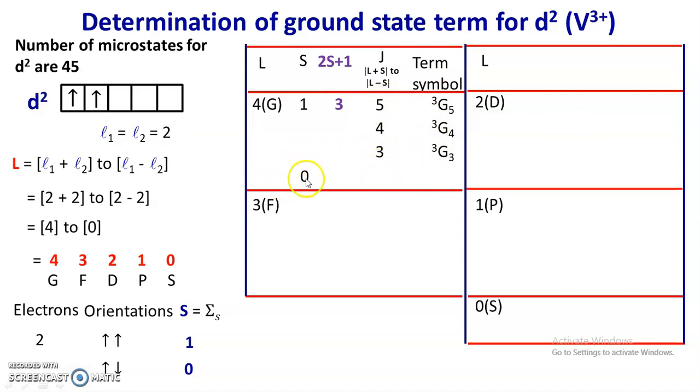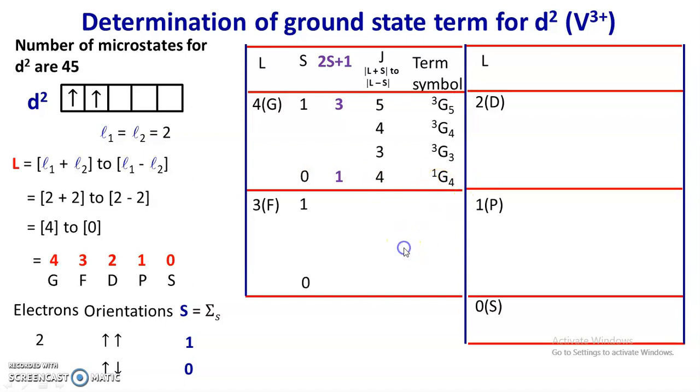Now consider the coupling of S equal to 0 with L equal to 4. The multiplicity when S is equal to 0 is 1. The possible J value is only one value, that is 4, because here L is equal to 4 and S is equal to 0. So 4 plus 0 is 4, and 4 minus 0 is equal to 4. So only one J value is possible here, that is 4, and the corresponding term symbol is 1G4. Here 1 is the multiplicity, and 4 is the J value.